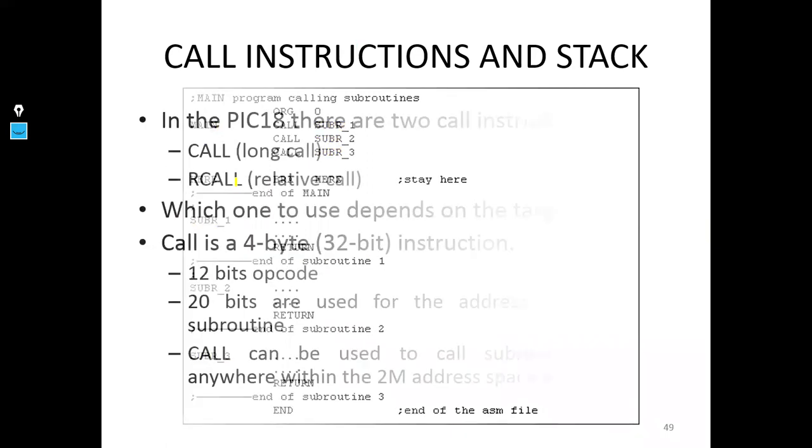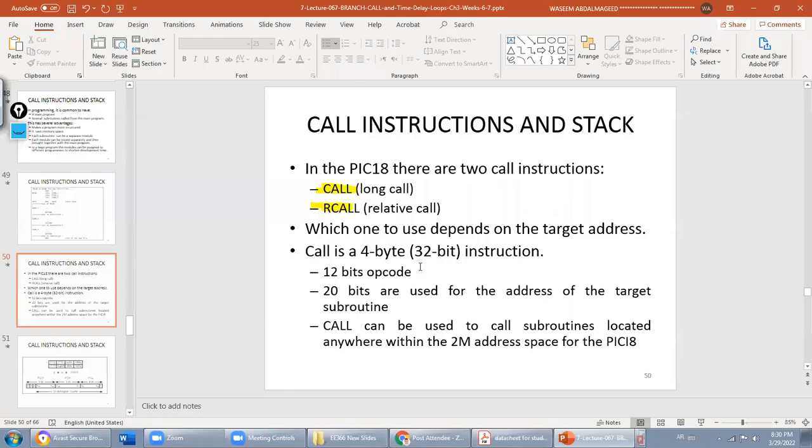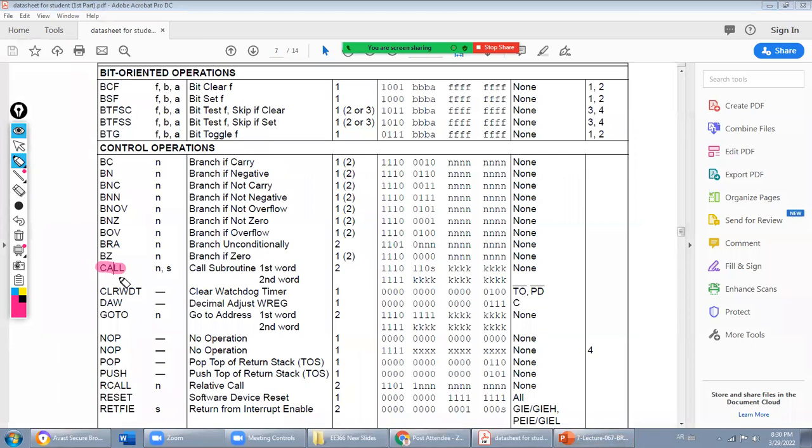So let's see how to use the call and the Rcall. We have two instructions for making the call: the call itself and the Rcall. Let's open the datasheet to check the difference between them. Here we have the call instruction. This is the call and this is the relative call. For the call, how many bytes do we need? Four bytes.